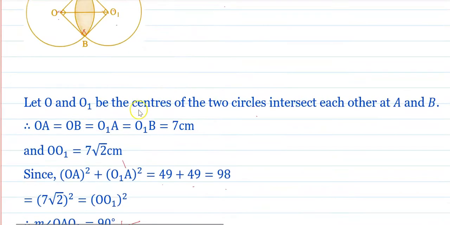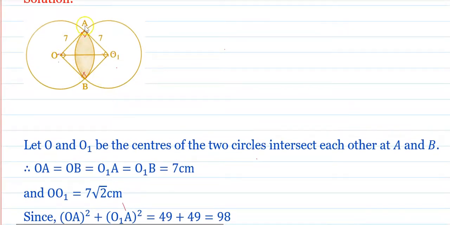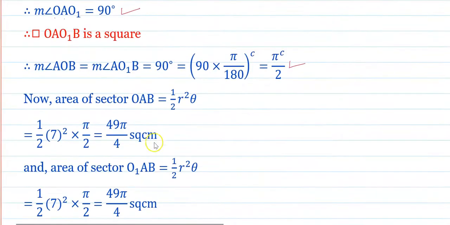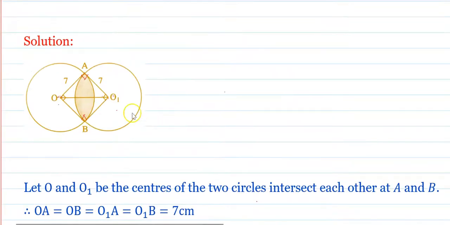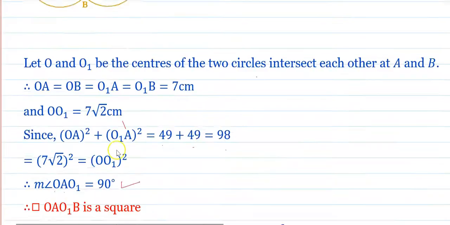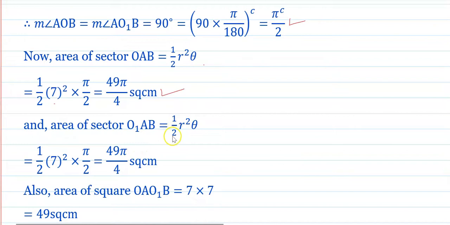And hence the area of the sector OAB is equal to 1 upon 2 r square into theta, that is 1 upon 2 into 7 square into pi by 2, and hence you will get 49 pi by 4 square centimeter. Next, the area of the sector O1AB. Again here 1 upon 2 r square into theta, 1 upon 2 into 7 square into pi by 2, and hence you will get 49 pi by 4 square centimeter.